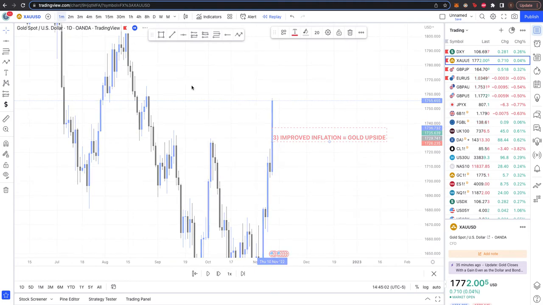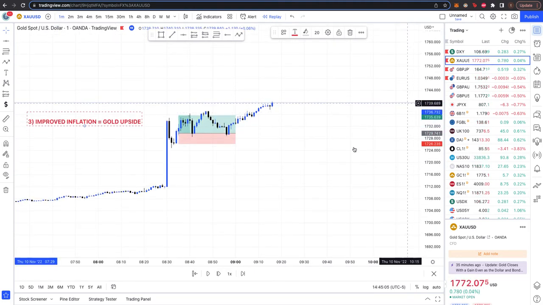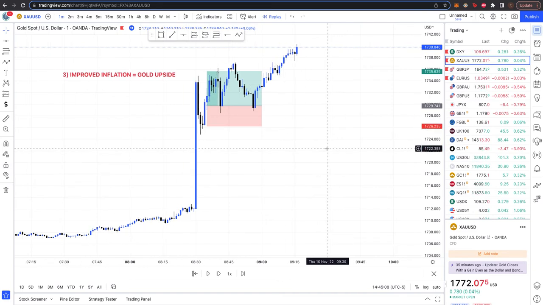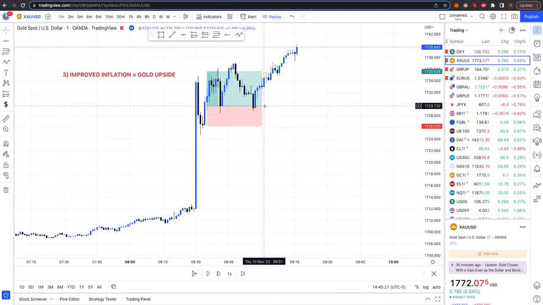But anyway, those are the two strategies. So strategy number 1 is buy stop, sell stop. And strategy number 2 is wait for the news release and then scalp it using 1 minute market structure and candlesticks. Okay, so that's it for now.